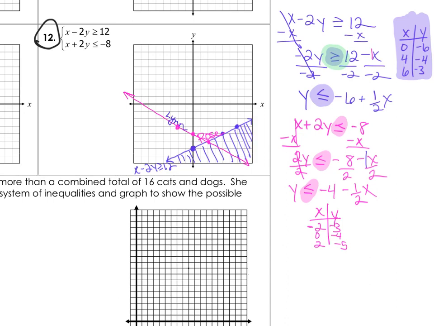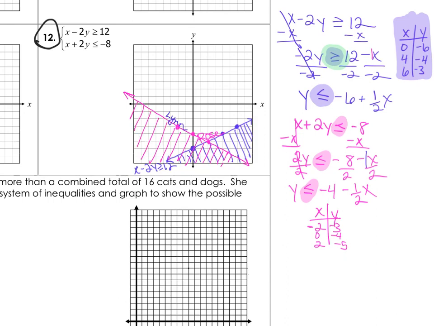All right. And now I need to go back 2 pages in my notes if needed to decide if I'm going to shade above or below the line. I have the less than or equal to, so that is below. And if I wrote my name above, then I know this is below.